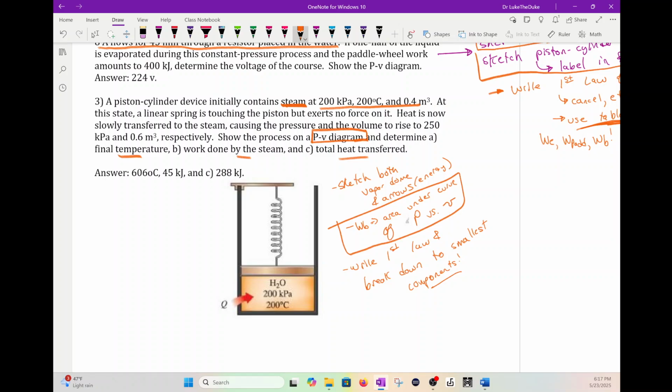Okay, again, write down your first law, break it down into the smallest components, figure out where you are on the states, find those in the table, plug them in. Okay, this should give you a very good starting point in this assignment.